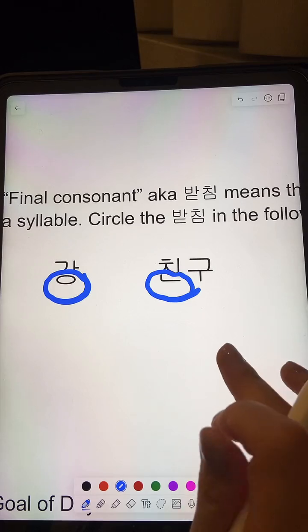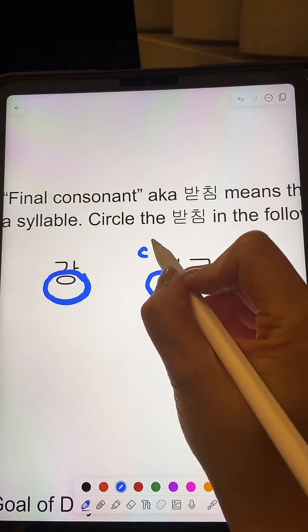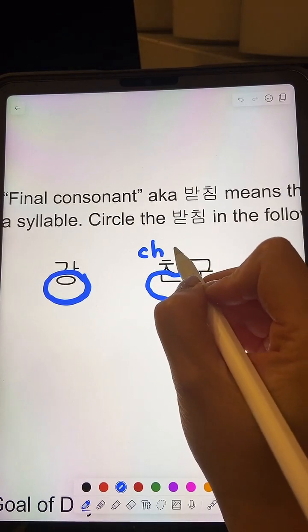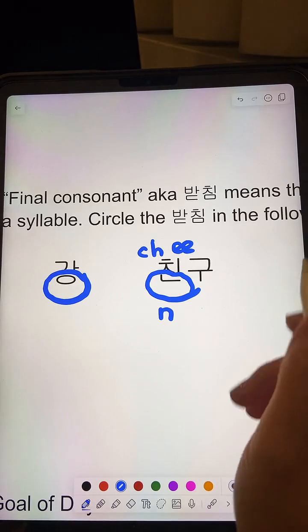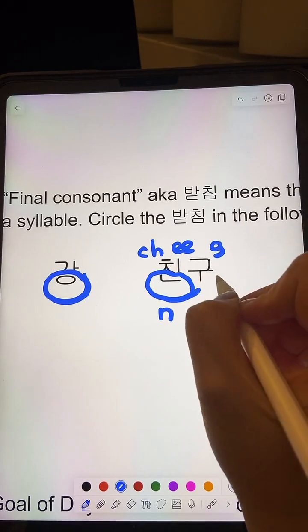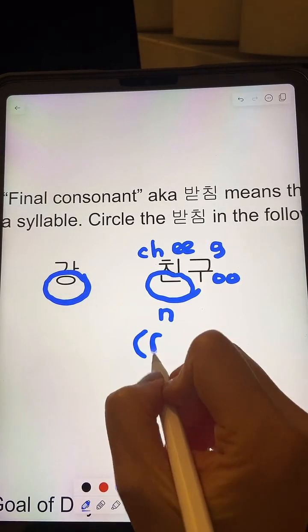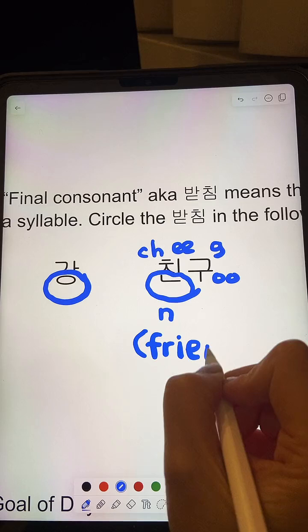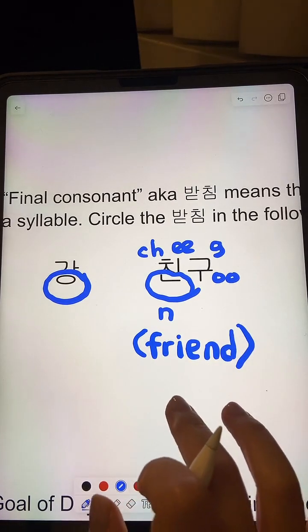Good. And what does that mean? How do you read this? It's the ch. 친, 친구. What does 친구 mean? Good job. Friend. 친구.